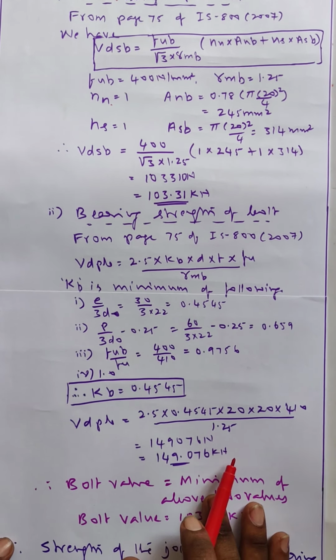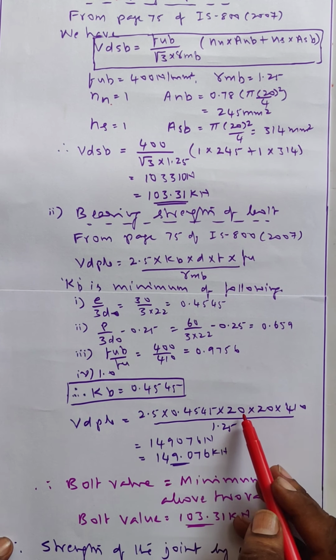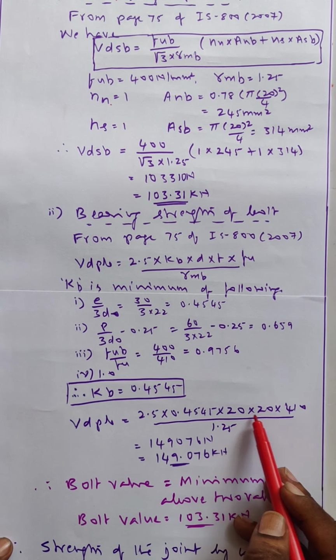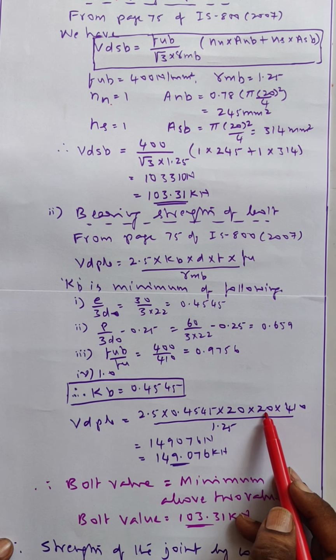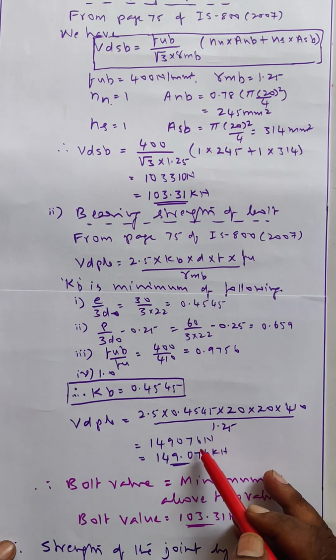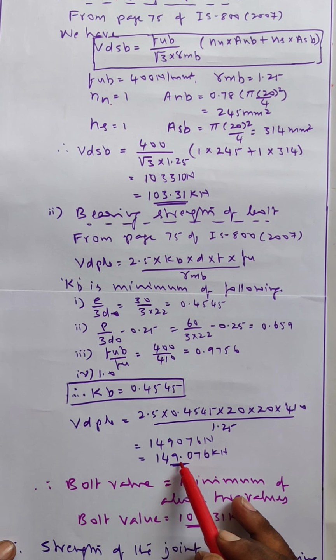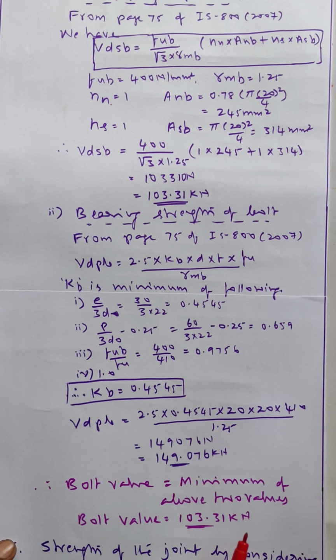From this we calculated the Vdpb value. 2.5 into Kb, which is 0.45. Diameter of the bolt d is 20 mm. Minimum thickness of the plate is 20 mm. 20. fu is 410 for the plates divided by 1.25. We got 149076 Newton or 149.076 kilonewton.